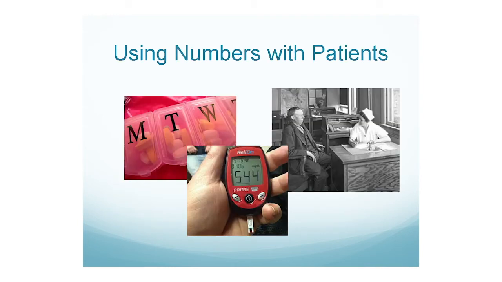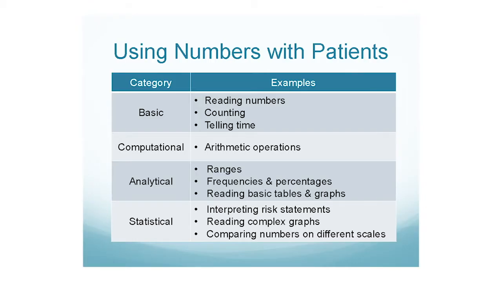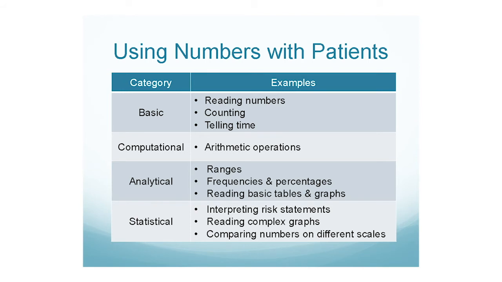So, using numbers with our patients. Again, they're everywhere. But there are a couple of different categories of the way people use numbers. The basic category is reading numbers, counting, and telling time. So if we're looking at medications and when they take them, those are the basic skills somebody needs to function. Computational, they need to be able to actually do the arithmetic, to calculate.